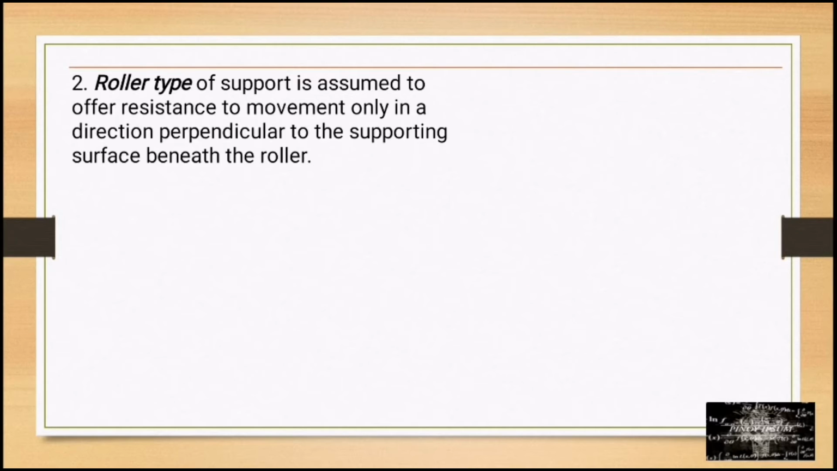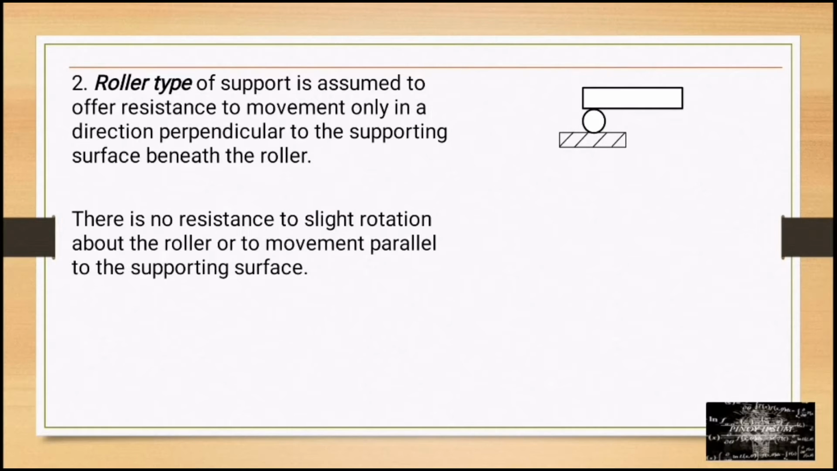Number 2, a roller type of support is assumed to offer resistance to movement only in a direction perpendicular to the supporting surface beneath the roller. So ganito ang itsura niya. There is no resistance to slight rotation about the roller or to movement parallel to the supporting surface. So may isa tayong reaction.